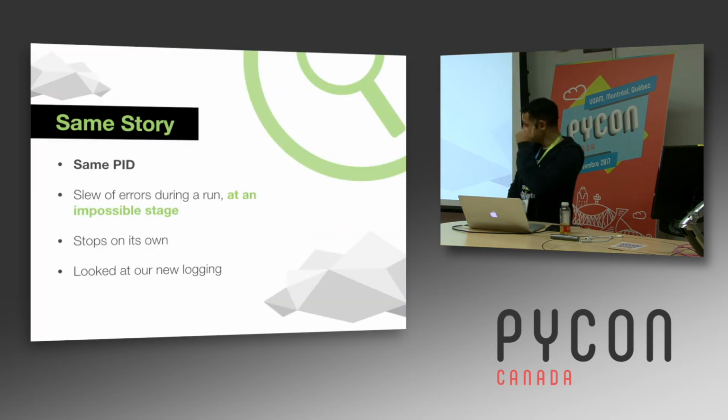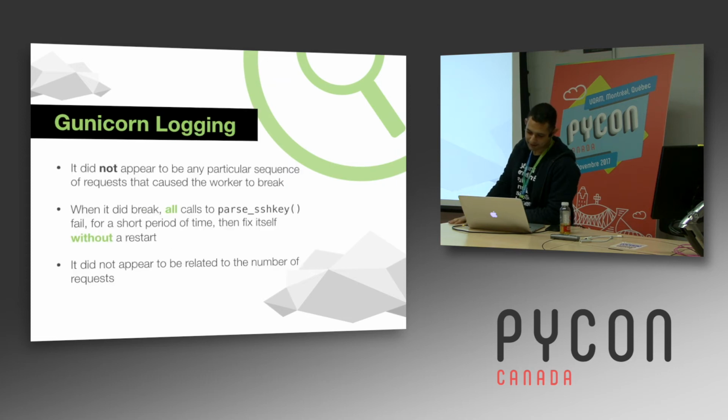It was the same story. It was the same PID, same slew of errors, running at this impossible stage. It stops on its own. This time we didn't do anything. We just left it alone, to see if it would self-heal again, and it did on its own. So we decided to look at our new logging and see what we got. Nothing. Nothing came out. It appeared that there wasn't any particular sequence of events that caused this.